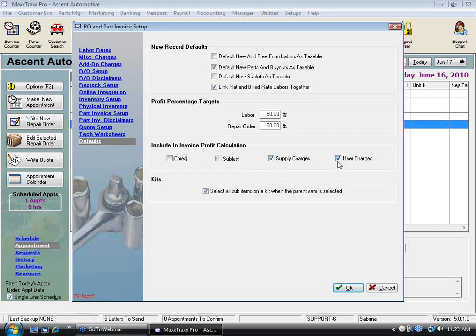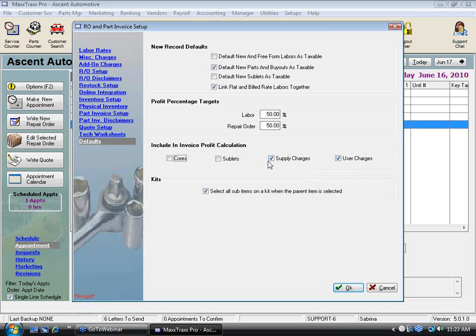And then supply charges and any add-on user charges, these user charges are the ones that can be added on to the individual part or the individual labor. It's important to know, do you want to count those? Because, and talk to me on this, Rex, these may actually inflate your profitability.